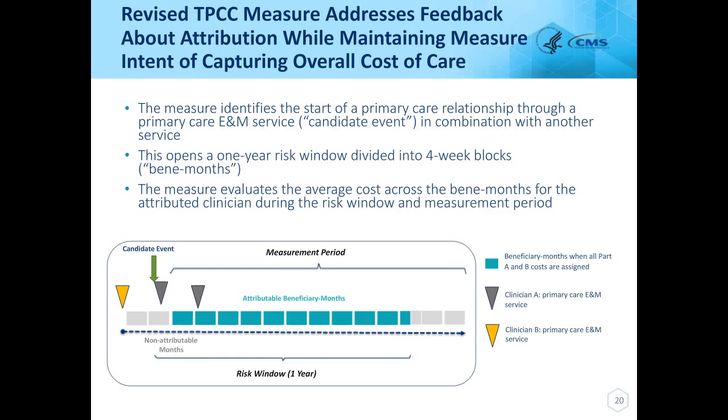And the thing you'll immediately notice is that the only months where costs are counted in the measure and averaged to create Clinician A's measure score are only those months that show up in the performance period or the measurement period, which you could think of as the MIPS performance period. So the only costs that are counted are for months that are in that year-long risk window and show up in the measurement period. Next slide, please.